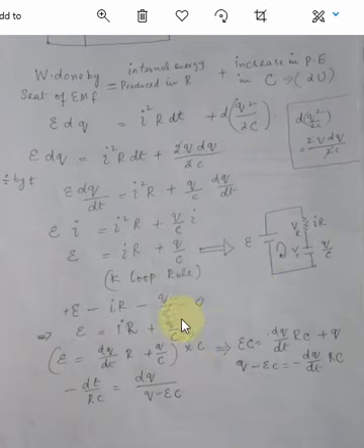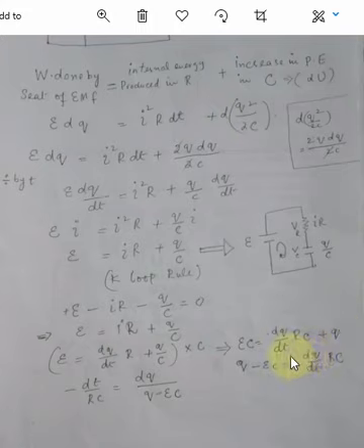Now let's rearrange this equation. First we will multiply this whole equation by C. So when we multiply this by C, what happens? E multiplied by C gives us EC. Then there is dq by dt, R multiplied by C, it gives us RC. And then there is Q over C multiplied by C. So C and C will get cancelled and we will be left with Q only.